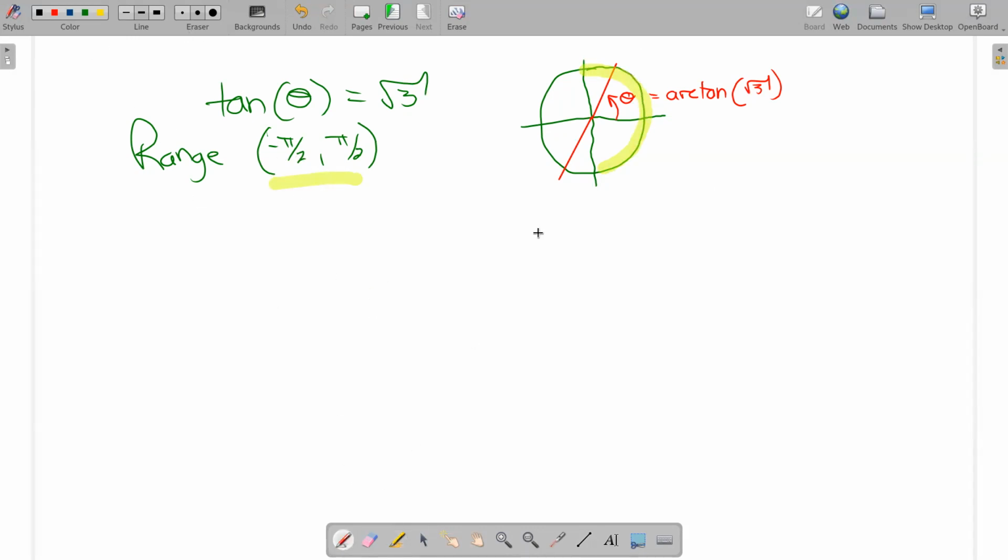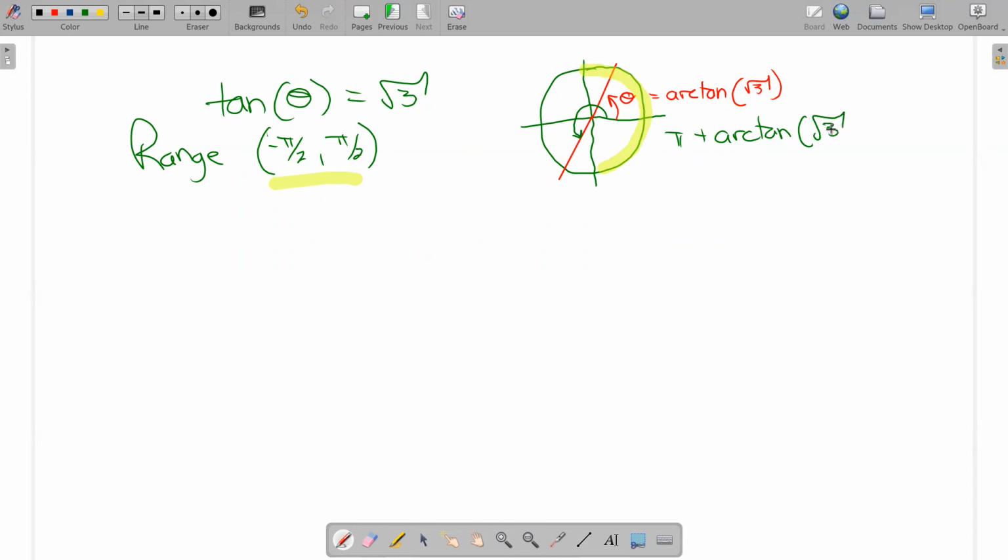To get another angle, in particular, I want that one right there, since they are basically a straight line segment, the other one within the first rotation is going to have to be pi plus whatever the arctangent tells us.